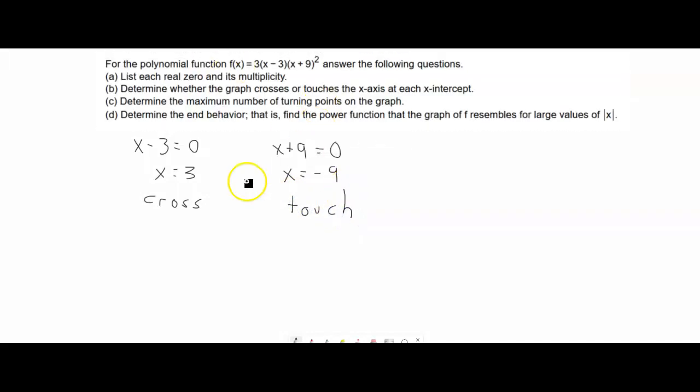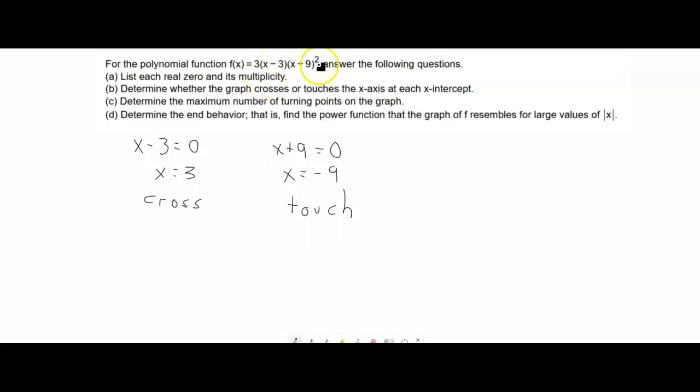All right, part C: determine the maximum number of turning points on the graph. Turning points are where you have your local mins and your local maxes. This is where it's increasing and changes to decreasing, or decreasing and changes to increasing. We can find that by looking at the degree of the polynomial and then subtracting 1. The degree of the polynomial is the highest degree that we're going to get.